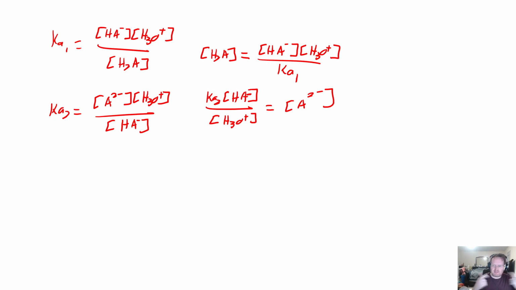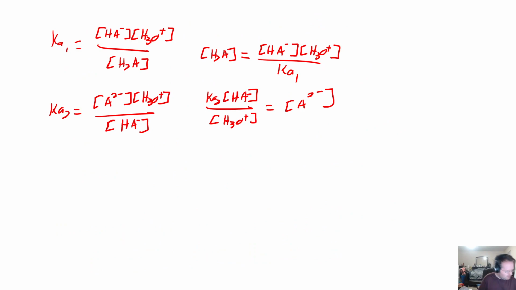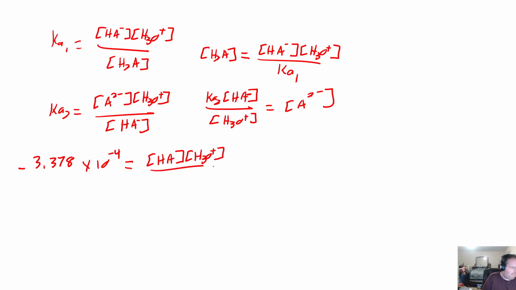So I'm going to plug those back into the equation on the other slide. I'm going to go back for a second in case you need to look at it. So that's this equation here. I am plugging in for these two values, and the H3O plus will stay. So when I plug those in, I get that negative 3.378 times 10 to the negative fourth equals HA minus times H3O plus over Ka1 plus H3O plus minus Ka2 times HA minus, it keeps making it disappear, divided by H3O plus.